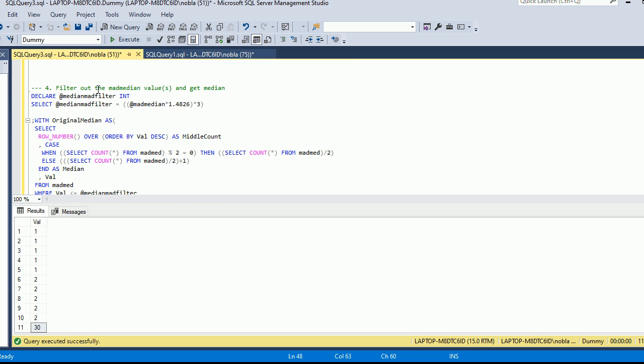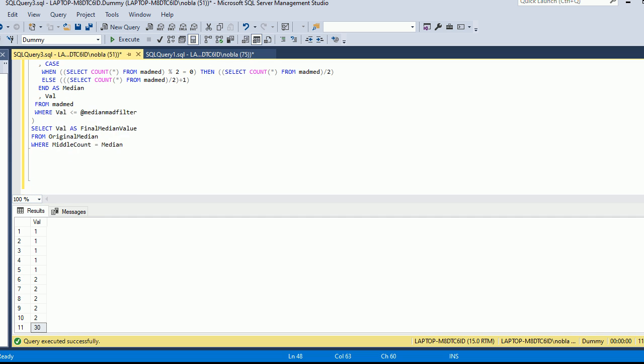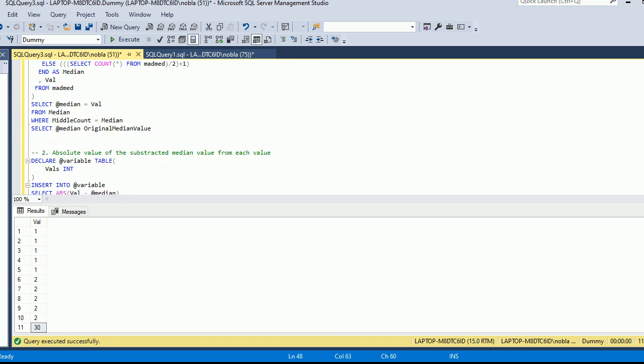And then what we do is we finally filter out these median absolute deviation median values, and we return the median, right? It will return a 1 in this case instead of a 2, because it's going to filter out, as we'll see, this 11th value, and then it's going to get the median of the 10 values. So let's go ahead and execute this.